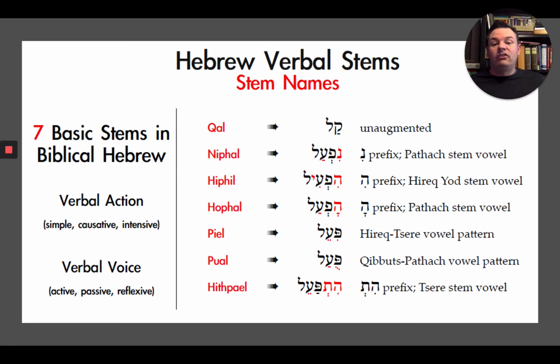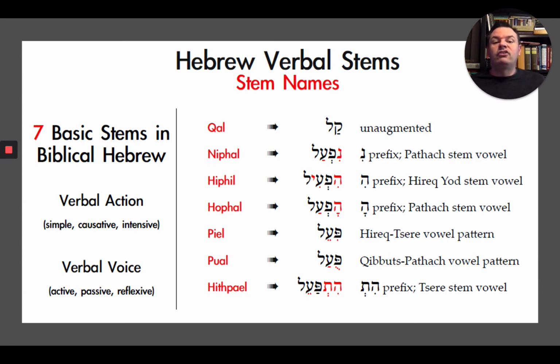There's the Qal stem, which is the most common stem. When we're talking about stems in Hebrew, they connote a verbal action, which can be simple, causative, or intensive. We'll talk about that in more detail. Or a verbal voice, which can be active, passive, or reflexive. So, for instance, the Hithpael stem can be reflexive in nature. So can others. But the Qal stem is the most common.